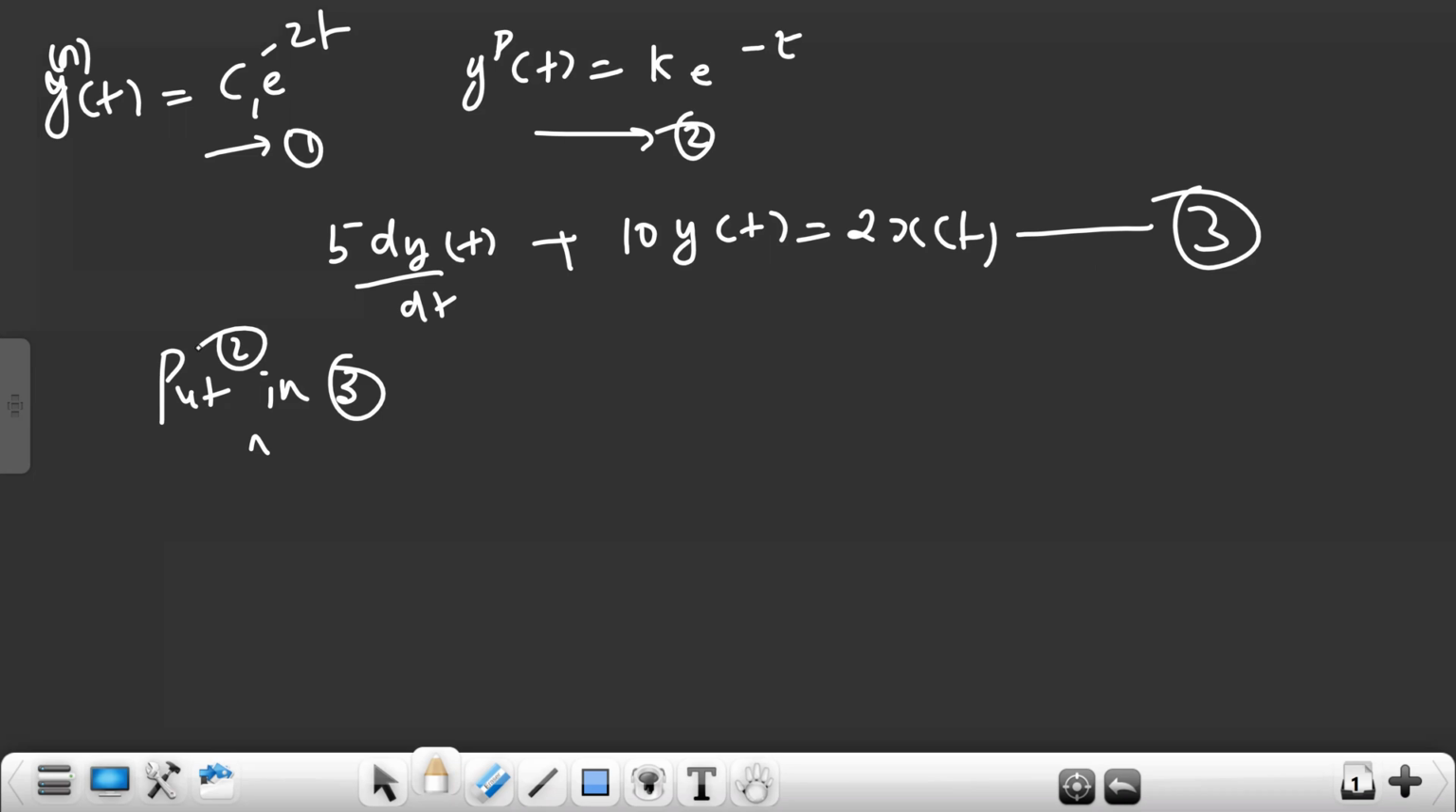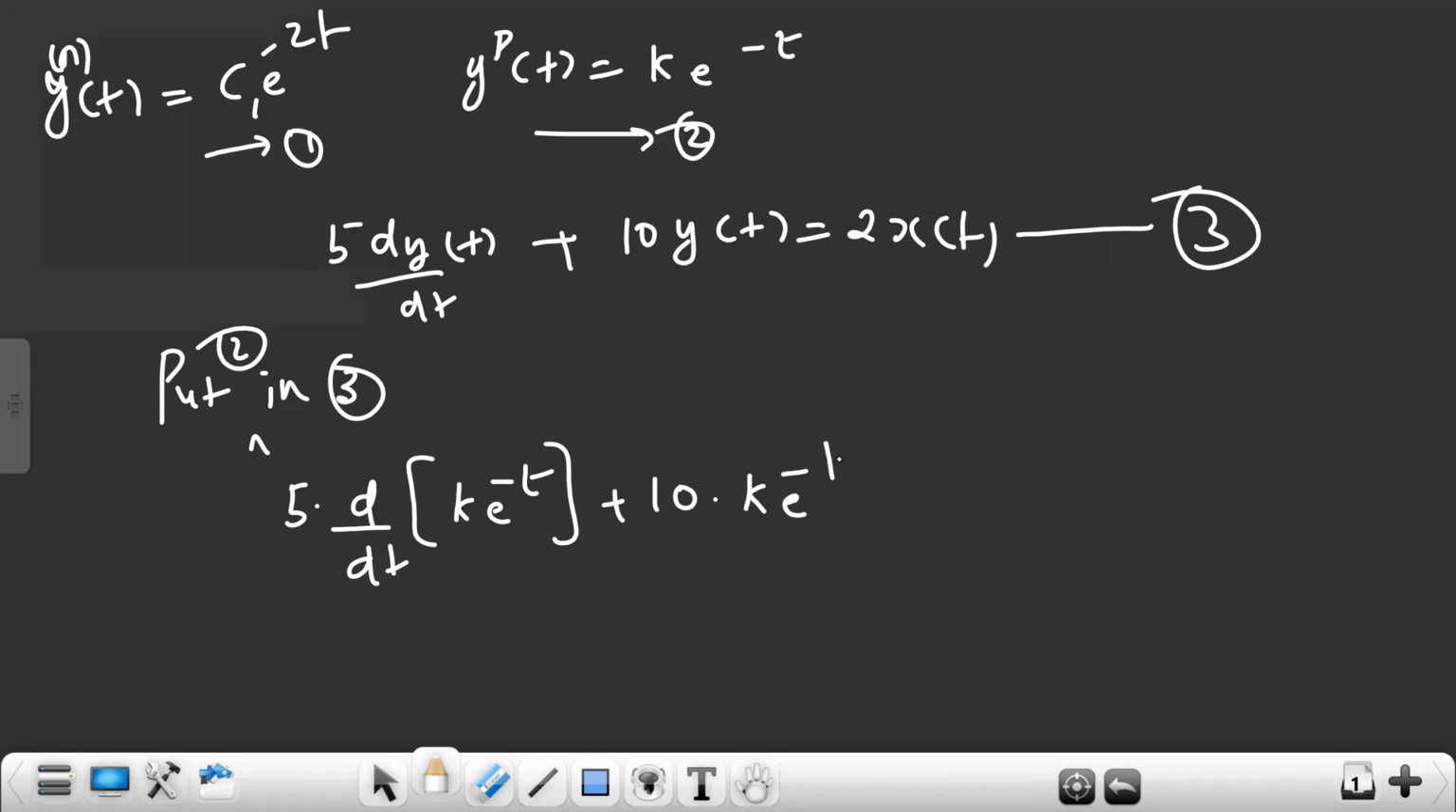So to find the value of k, we will substitute the particular solution in the given equation. It will be like this: 5 into d by dt of k e to the power minus t plus 10 into k e to the power minus t is equal to, what is your x of t? X of t was e to the power minus t. So 2 e to the power minus t. U of t can be neglected because u of t is 1.